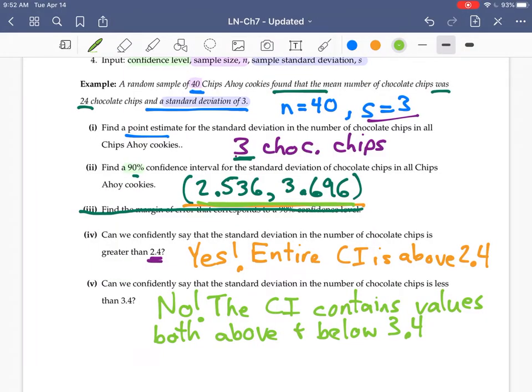In the next video, we will take a look at trying to determine sample size for standard deviations and variances. We'll talk to you then.